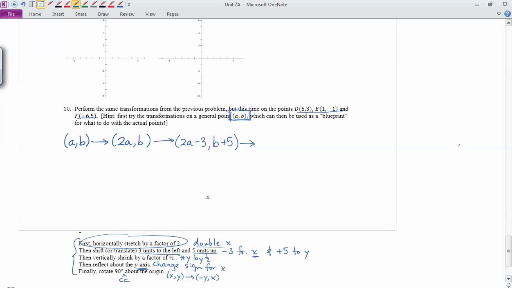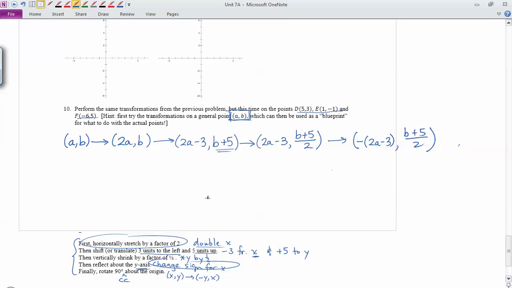And then we're going to shrink it by a factor of a half. So I multiply the y by a half. Well, there's my new y value. The x stays the same. And then multiplying by a half is the same as dividing by 2, so I'll do (b plus 5) all over 2. Okay, then reflect about the y-axis, change the sign for x. So this is going to turn into (negative (2a minus 3), (b plus 5) over 2).